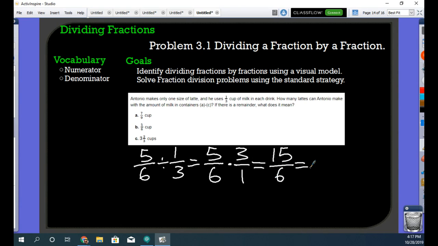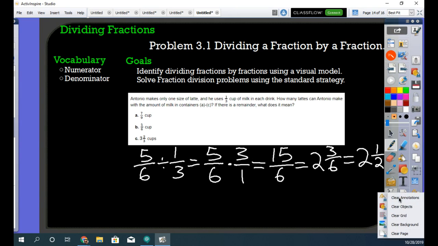15/6. 6 goes in twice with 3 left over, so 2 and 3/6. Then that reduces down to 2 1/2. So now, with 5/6 cup of milk, he can make 2 1/2 lattes. Again, that half latte means that he would make a smaller latte than his single size. So he's only going to make and serve 2 lattes. Finally, the more difficult of the 3 problems.